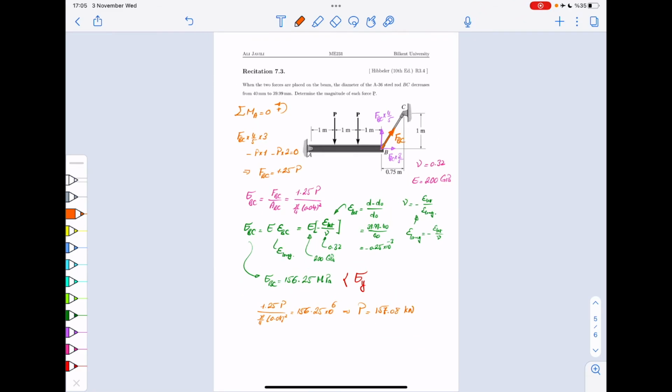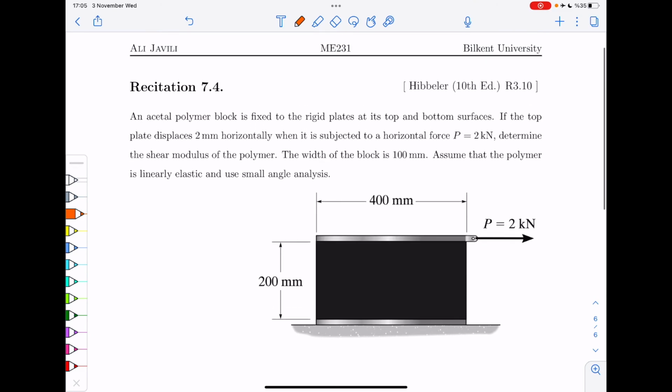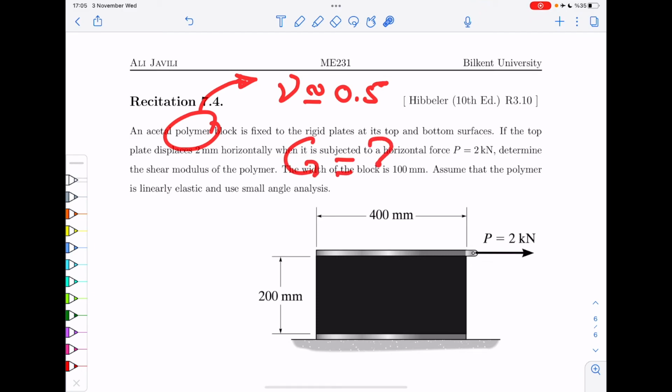All right, so that was the third exercise. The fourth and the last exercise is the following. We have a polymer block, and we apply a shear force on top of it using these solid surfaces. I need to mention that usually when we talk about polymers, they are nearly incompressible, so Poisson ratio is very close to 0.5. When you want to do tests on polymers, we are interested in their shear modulus, and the test that you do is always a shear test, which looks like this.